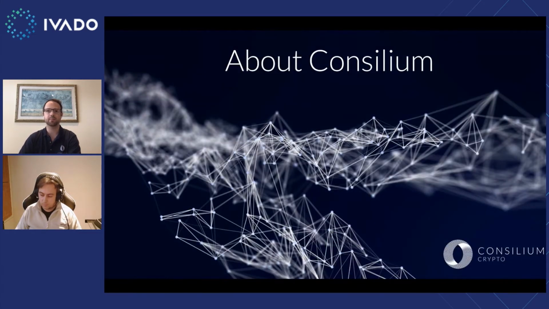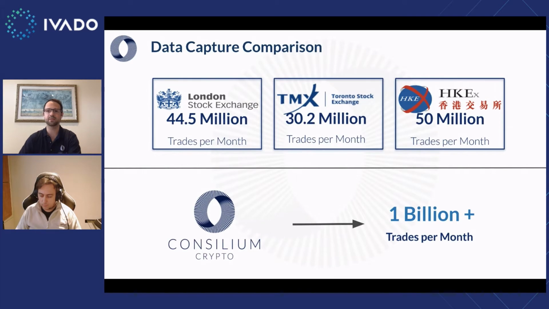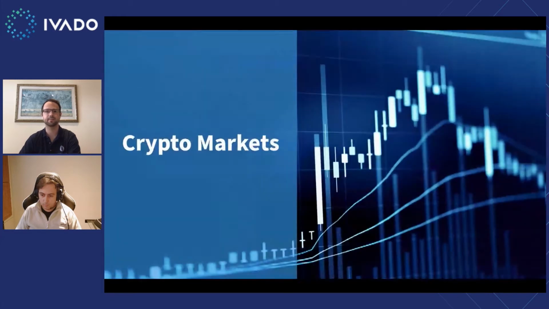To start, a few words about Consilium. The company's activities can be broken down into three components. The first is to aggregate and analyze digital asset data at a global scale. Without quality information, nothing else works. The second is to leverage the scale and granularity of this data to train machine learning models to learn patterns of market behavior. Finally, these models are used to power trading technology and strategies across different exchanges, assets, and timescales. Just to give you a brief idea of the scale we deal with, Consilium captures and analyzes more transactions per month than the London, Toronto, and Hong Kong stock exchanges all combined. That's over 1 billion trades per month.